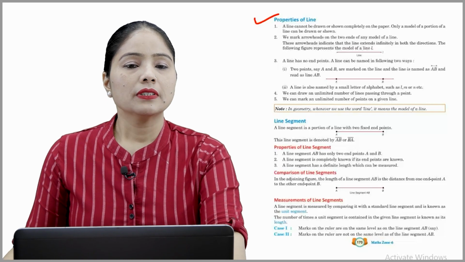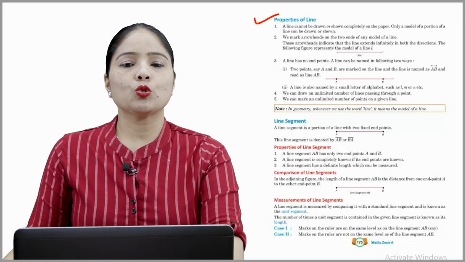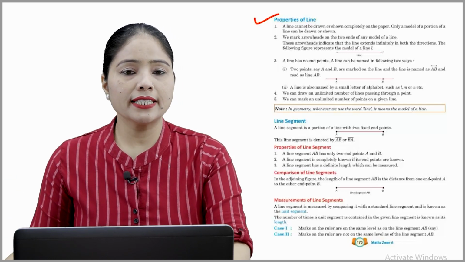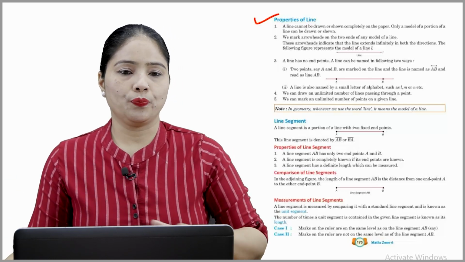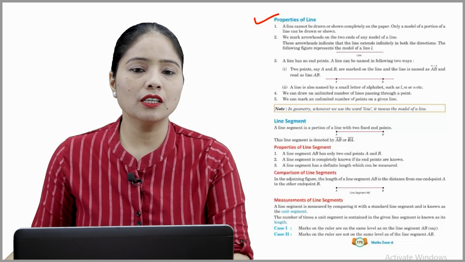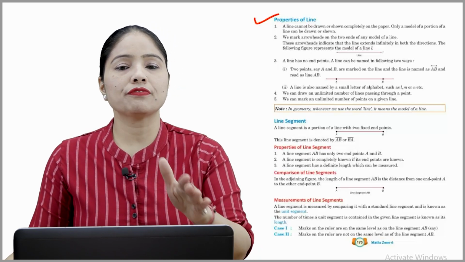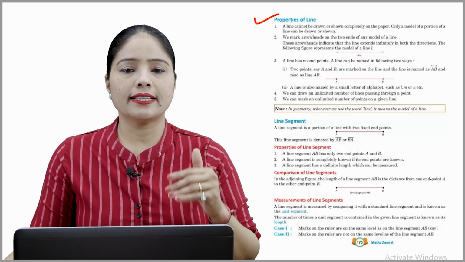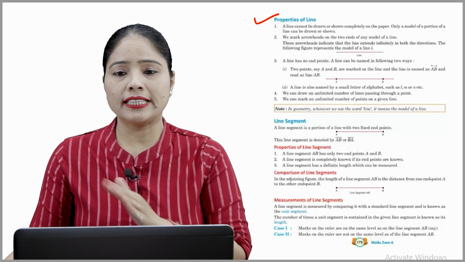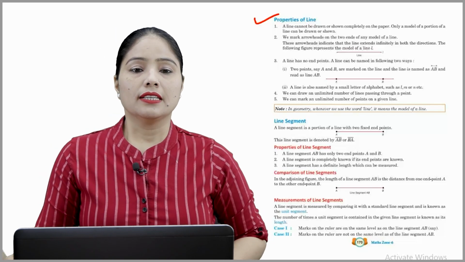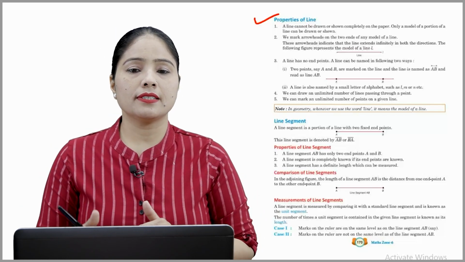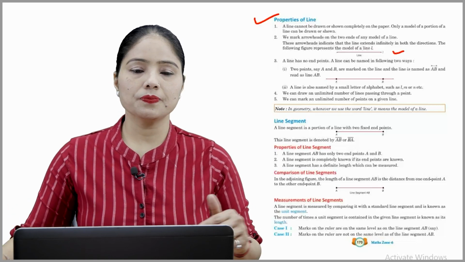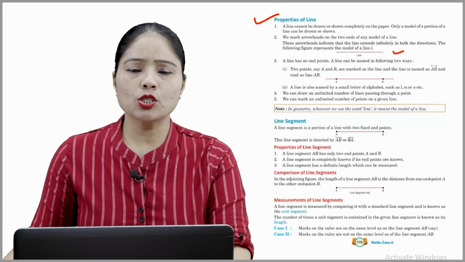Properties of a line. A line can't be drawn or shown completely on paper. Only a model of a portion of a line can be drawn or shown. Second, we mark arrowheads on the two ends of any model of a line. These arrowheads indicate that the line extends infinitely in both directions. The following figure represents the model of a line l, like this.